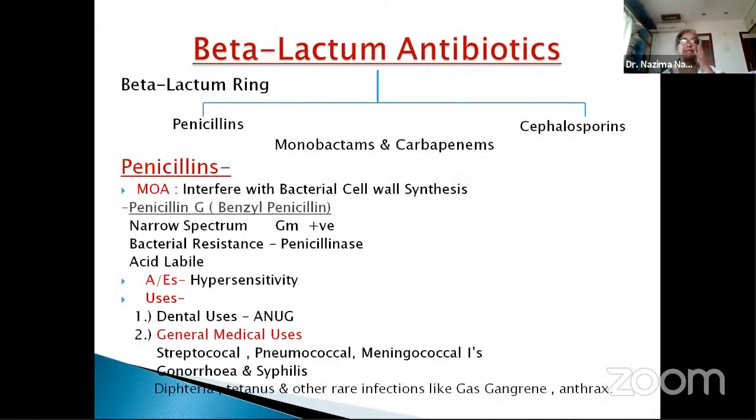Now coming to the beta-lactam antibiotics. Now beta-lactam antibiotics, they are classified into penicillins and cephalosporins. They are so called because they have a beta-lactam ring. So this is the hallmark of these beta-lactam antibiotics. So initial drugs are the penicillins and the cephalosporins. The later additions are the monobactams and the carbapenems. So these are the later additions in this group.